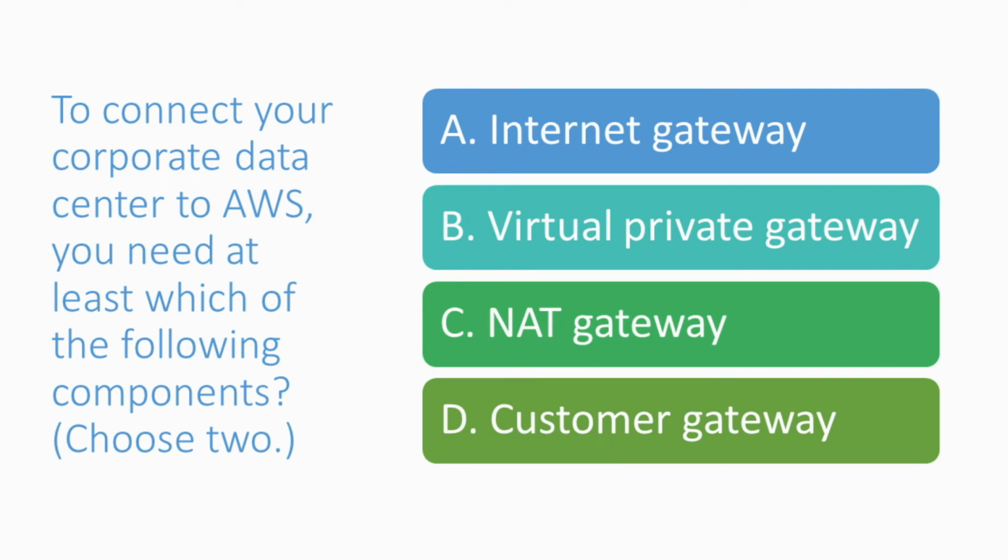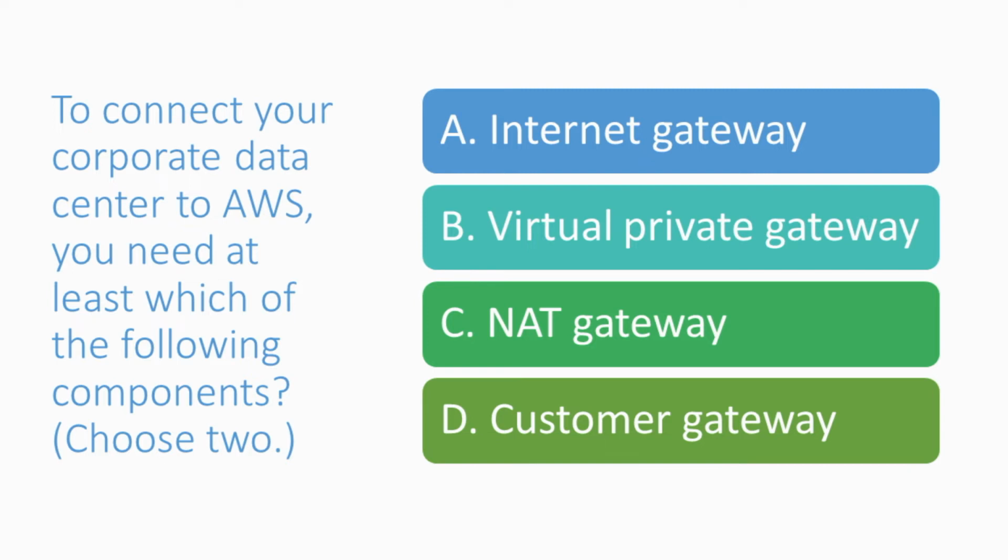To connect your corporate data center to AWS, you need at least which of the following components? Choose 2. Options we have: A. Internet Gateway. B. Virtual Private Gateway. C. NAT Gateway. D. Customer Gateway.